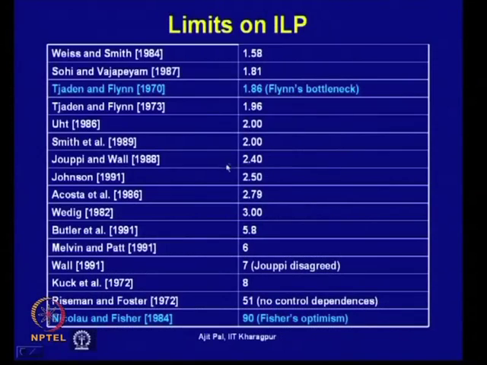Subsequent researchers have confirmed that this 90 is really too big, but definitely more than 2 instruction level parallelism is possible. So, 3, 5.8, 6, 7: these are the different instruction level parallelisms which are available, and obviously people will be interested in exploiting the instruction level parallelism available in programs. For that, if necessary, special techniques like software loop unrolling and software pipelining are to be incorporated to increase the instruction level parallelism.